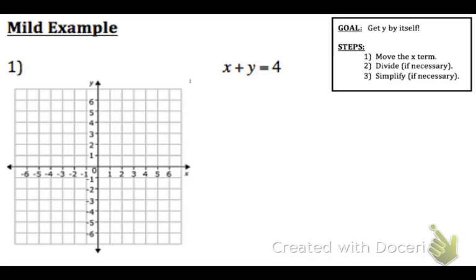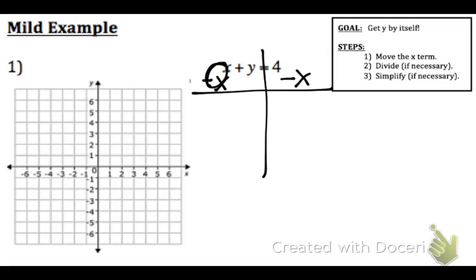All right, so step number one, move the x term. Because over here I need my y by itself, but it has this x that's with it, and we don't like that. So we're going to minus this x away. Whatever you do to one side, you have to do to the other, so I'm going to minus it on the right side. Let's see where that gets us.